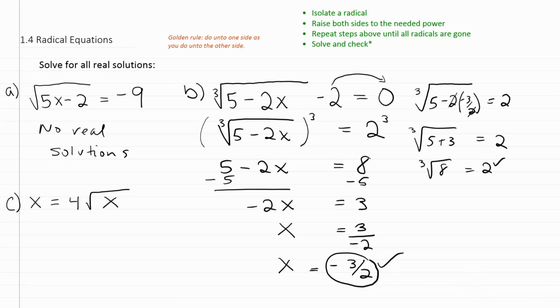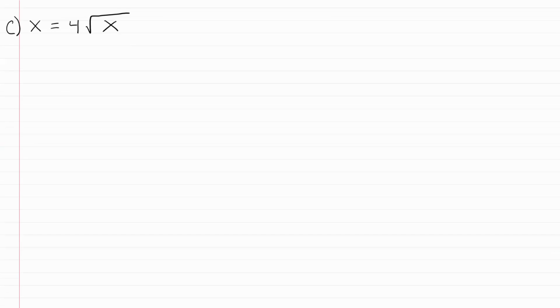The reason why we need to always check these solutions is that when you raise an equation on both sides to a power, you have the possibility of introducing extraneous solutions. When you raise an equation to the nth power on both sides, you will get sometimes extra solutions that don't actually work in the original equation. So we're forced to check. That's the point. So always make sure you check your solutions. In this case, our solution works just fine. All right, let's move on to example C then.